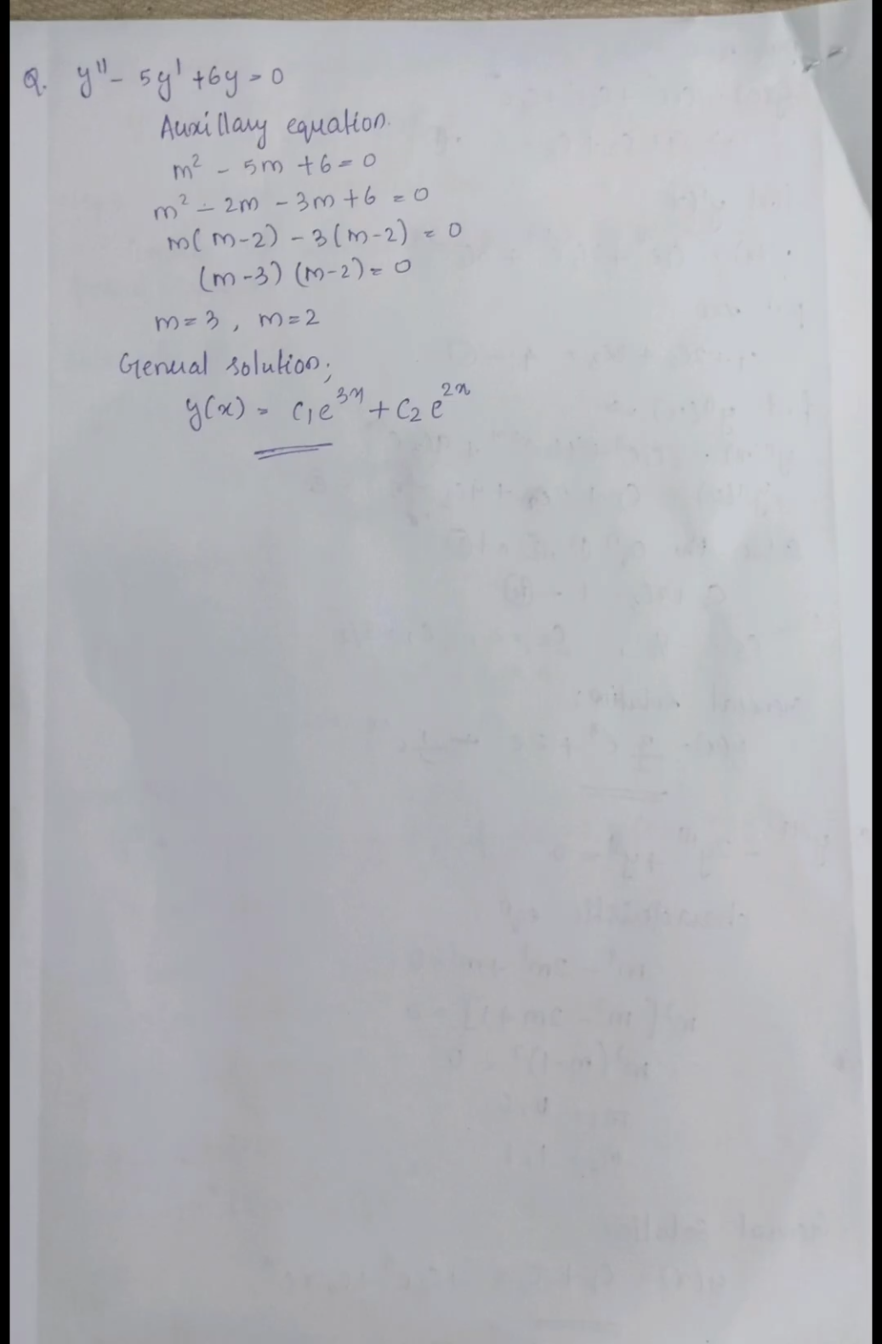Last question in this section. y'' - 5y' + 6y = 0. First write the auxiliary equation, the characteristic equation: m^2 - 5m + 6 = 0. To find the roots of the equation, we get m = 3 and m = 2. So the general solution is y(x) = c1 e^(3x) + c2 e^(2x).